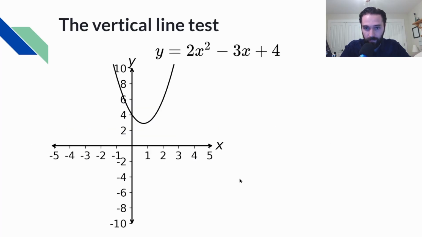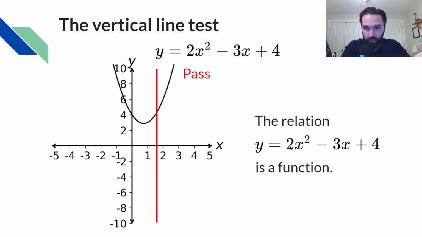Let's look at an example. Here we have the function y equals 2x squared minus 3x plus 4. Any vertical line that we put down is just going to intersect the graph once. It only intersects the graph once, so it passes the vertical line test. So we say that this relation is a function.